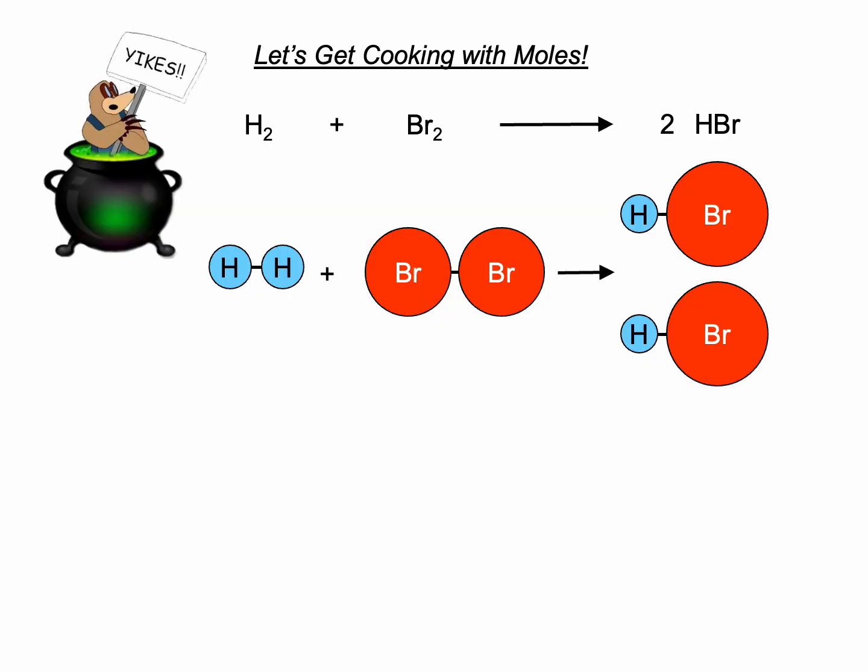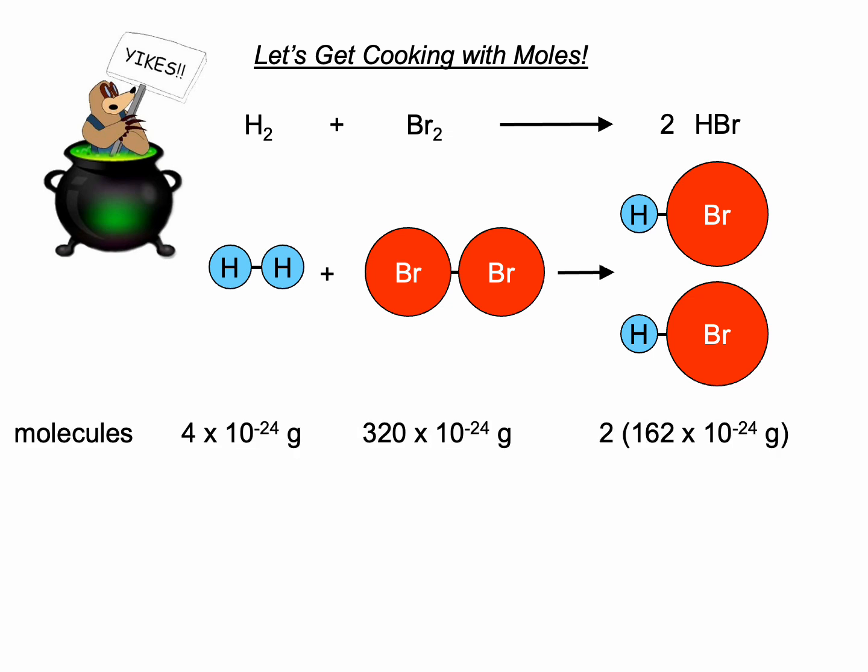Let's talk about a synthesis reaction between hydrogen and bromine. If we could actually weigh out individual molecules, we would have to weigh out 4 times 10 to the minus 24th grams of hydrogen, 320 times 10 to the minus 24th grams of bromine, and 162 times 10 to the minus 24th grams worth of each HBr molecule, and we would produce that. So these numbers are kind of silly. You wouldn't be able to weigh anything quite this small.